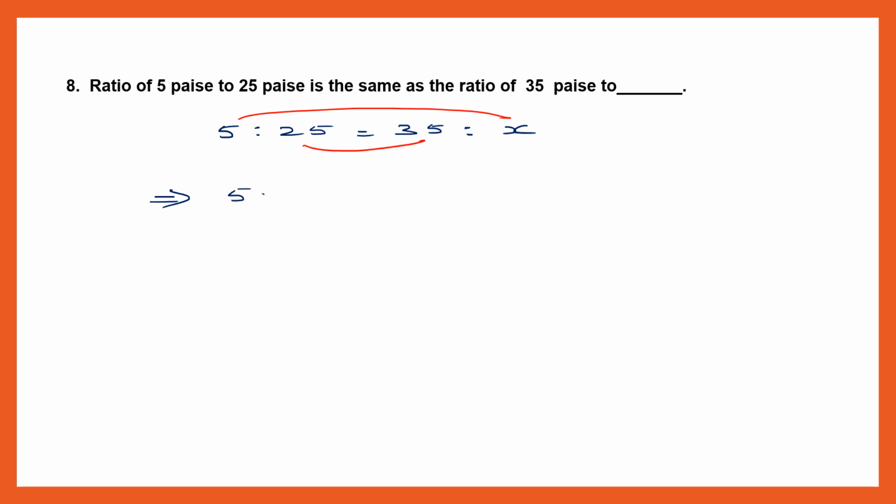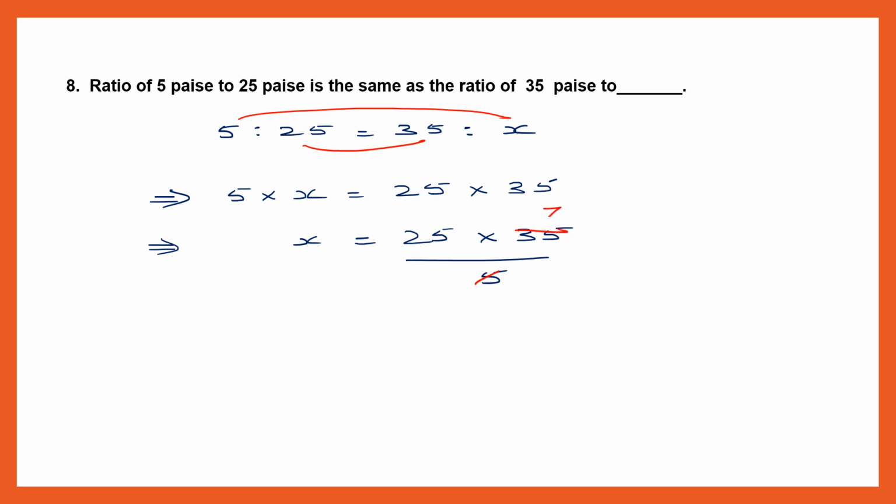So product of extremes is 5 into x is equal to 25 into 35. So now we just have to find the value of x. X is the missing number. So this is 25 into 35 divided by 5. Now I can cancel 5 and 35 or 5 and 25. So now I have 25 into 7. So this is equal to 175. So let's write our answer here, 175.